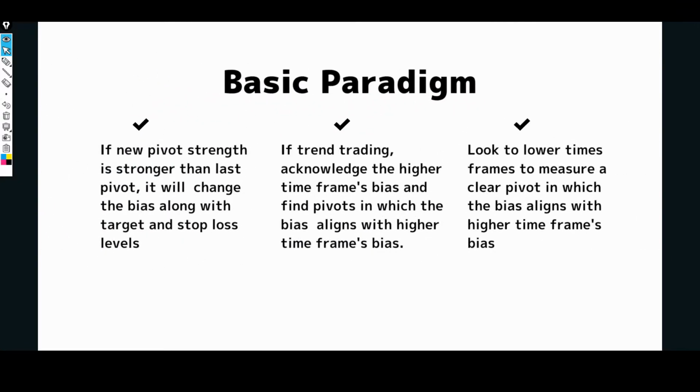Alright, the basic paradigm of bias changes with new pivot strength. Number 1. If new pivot strength is stronger than the last pivot, it will change the bias along with the target and stop loss levels.